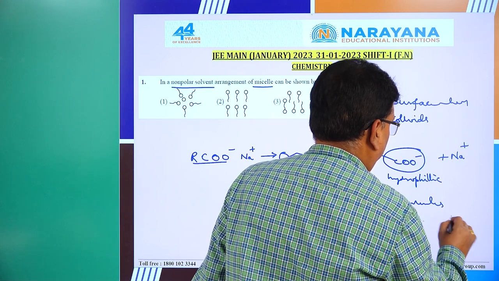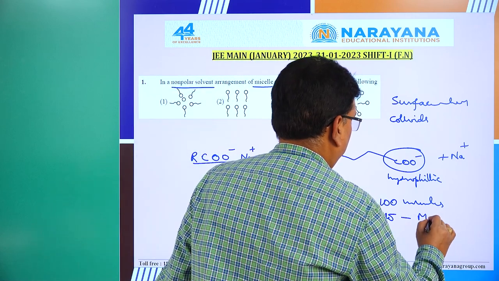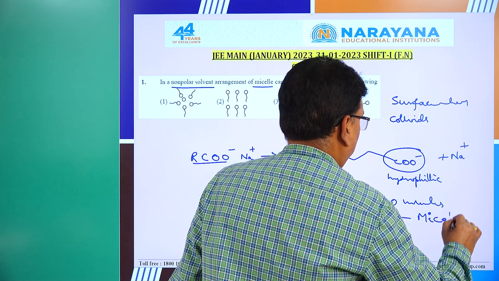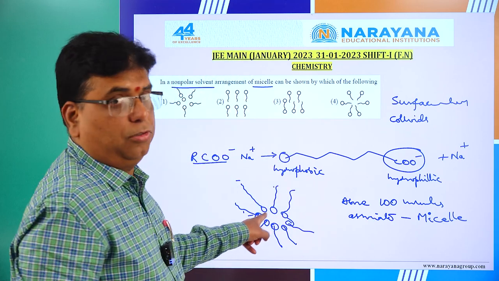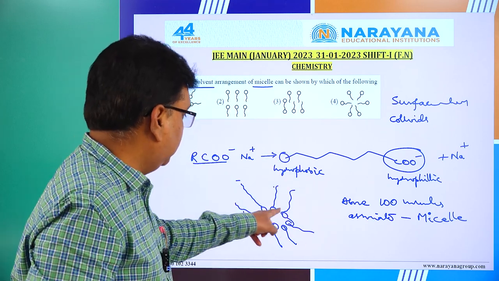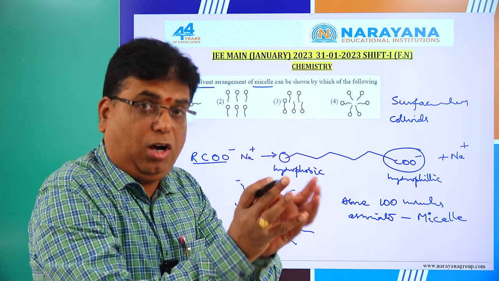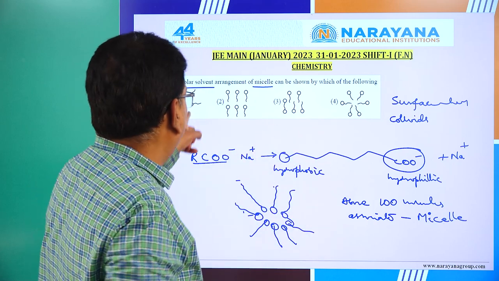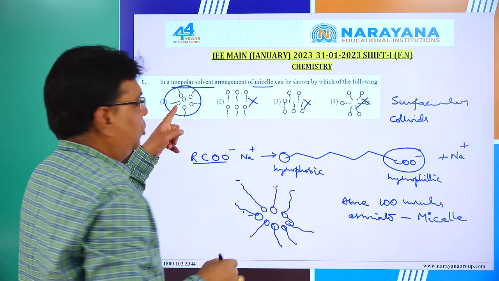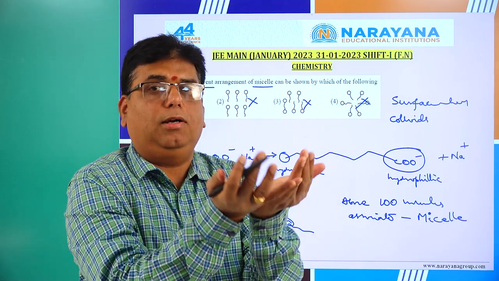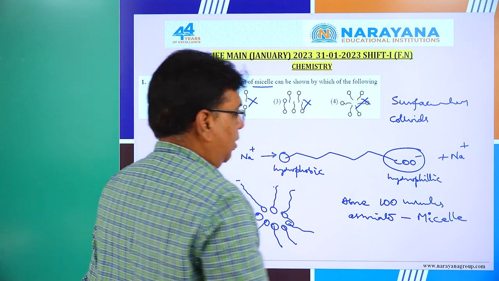Okay, so what we are getting here is a micelle. So this is the hydrophilic part, this is the hydrophobic part. When they come closer like this, they will form a spherical large molecule of colloidal size. So the pattern should be this, not this, not this, not this. This should be the pattern, so that a colloidal sized particle is formed. Okay, I hope it is clear. Let us go to the next question.